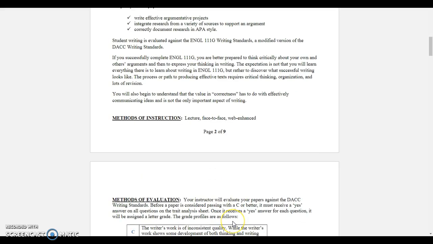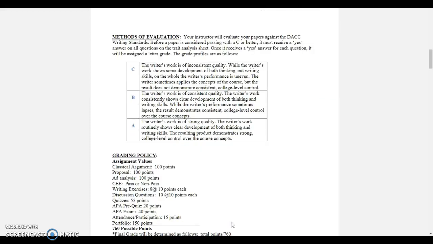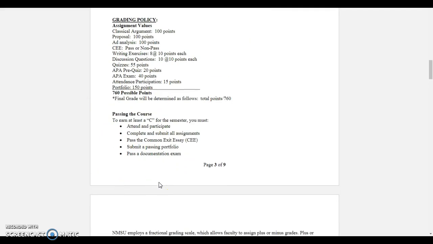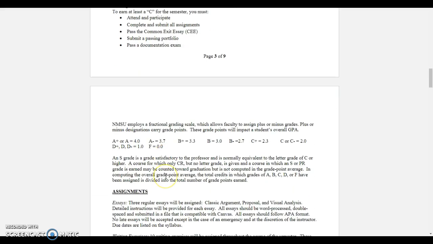And obviously you can go ahead and go over the syllabus on your own. I'm just pointing out certain things. Here we have the assignments. We have 3 essays, a common exit essay, and 10 writing exercises. To pass the course, you do want to make sure that you pass the common exit essay, which of course I'll provide more information about later, and also a portfolio, and pass a documentation exam with a 70% or higher.